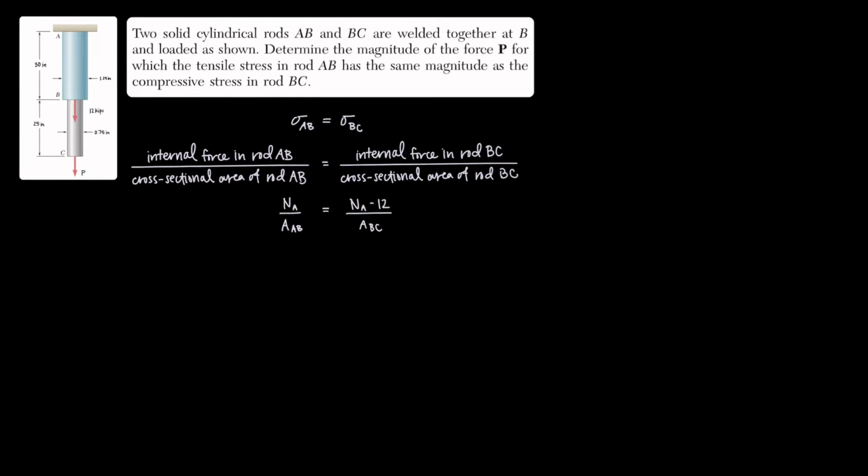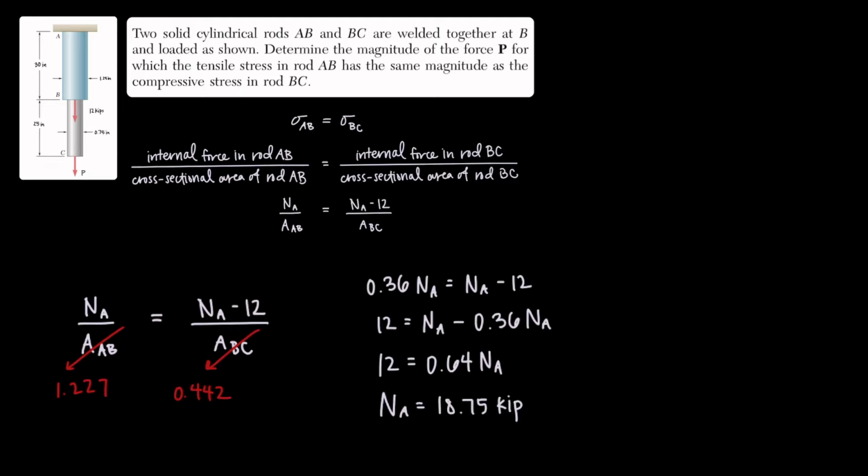We finally have all the values we need to solve the problem. We'll plug in the values for the areas into the stress equation for each rod. Notice that we now only have one variable in the equation, which is N sub A. We can rearrange the equation to get rid of the fractional form using some algebra. Then we can solve for N sub A to get 18.75 kips.